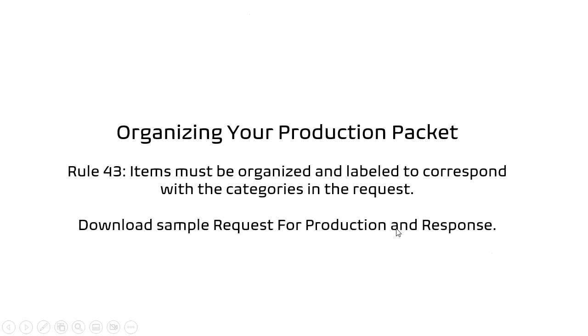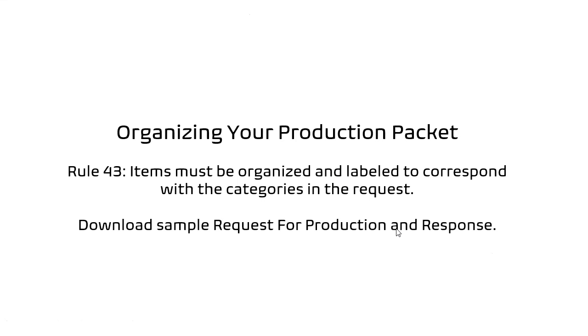Okay, so now you know what goes into your production package, your responses to their requests and your responsive documents. But how do you put it all together? Well, Rule 43 says the items that you provide must be organized and labeled to correspond with the categories in the request. And that's really all the rule says about how to put your production package together. So this is kind of a personal decision.